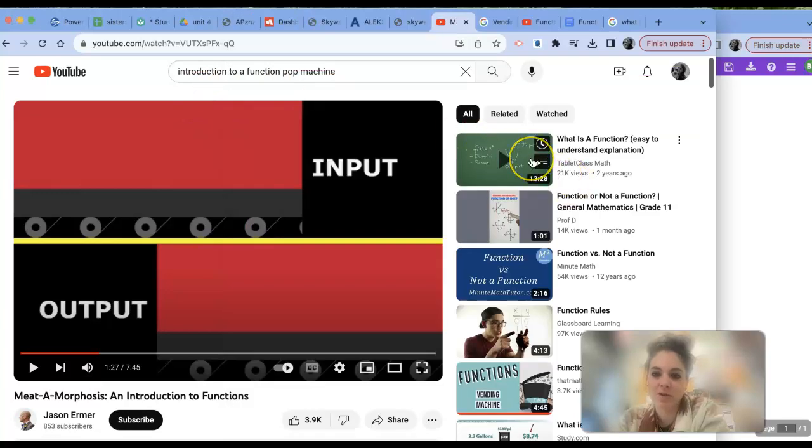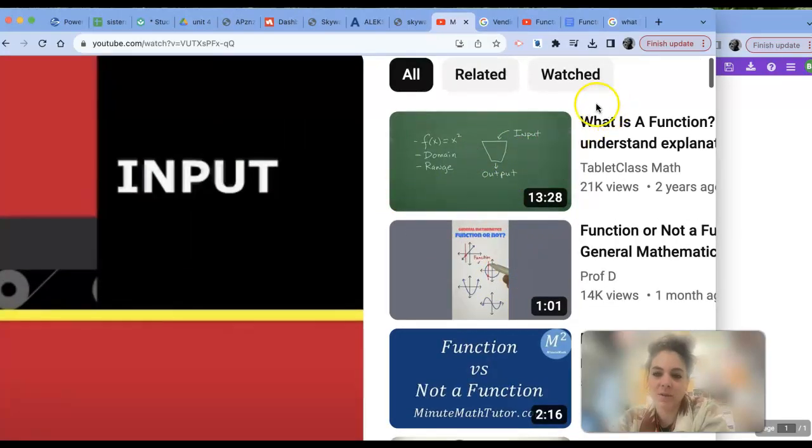So if I just look at this image right here, you can first just think of a machine. A function is a machine. You put something in and you get something out. If I put something into the machine, I should always get the same thing out. So let's talk about what that means.